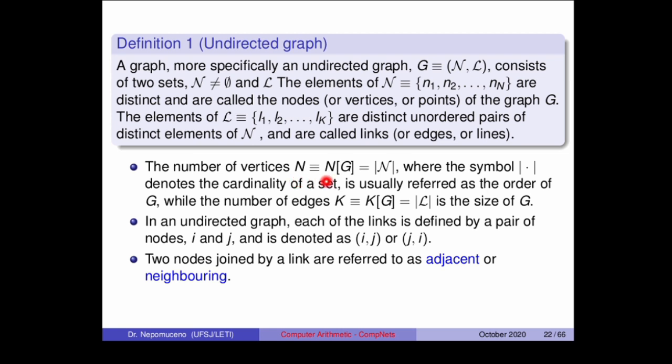The number of vertices N, or |N|, or just N, where the symbol denotes the cardinality of a set, is usually referred to as the order of G, while the number of edges K of G, or just L, is the size of G. In an undirected graph, each of the links is defined by a pair of nodes, i and j, and it is denoted as (i, j), or (j, i). Two nodes joined by a link are referred to as adjacent or neighboring.